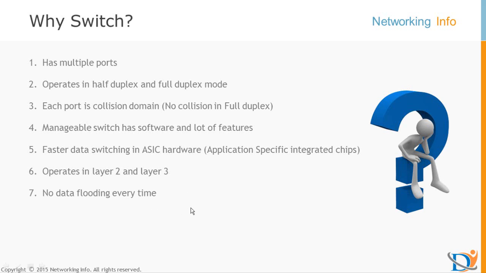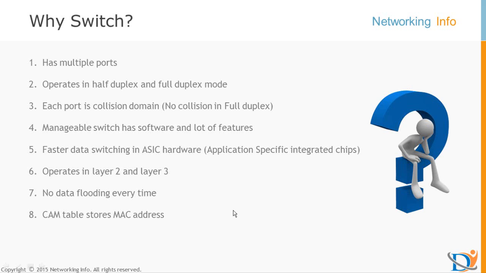No data flooding every time, but still there is data flooding, and the data flooding will happen only when there is no MAC address table, or no MAC addresses are stored in the MAC address table. If MAC addresses are stored, source and destination MAC addresses are stored in the MAC table, then that will be unicast. Otherwise, the switch is going to forward the traffic to all the ports. It's not like a hub that forwards every time to every device. Once you have the appropriate table, then you are going to send unicast traffic, not broadcast traffic.